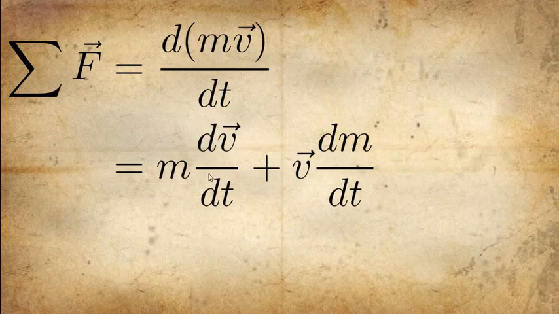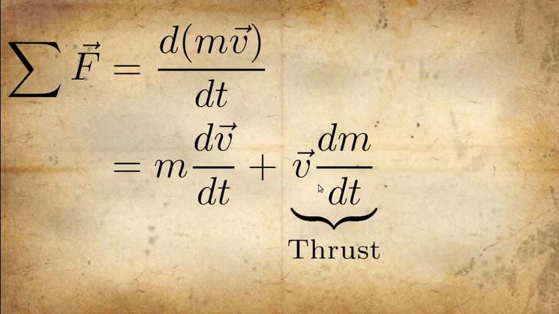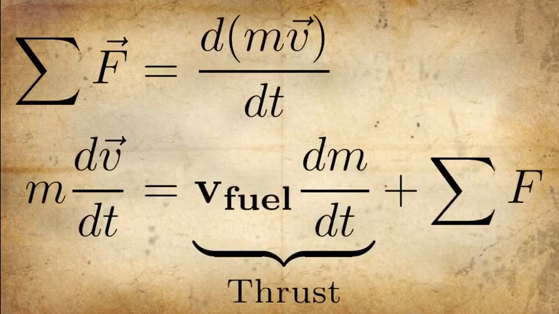So we have m dv/dt plus v dm/dt. Now see here we have the term that we're traditionally looking for, that ma, m dv/dt. So we can just take this term, put it by itself on the other side, and then we'll have what we would normally call the net force plus this term over here, v dm/dt. So when we rearrange those, what we see is that term is the thrust.